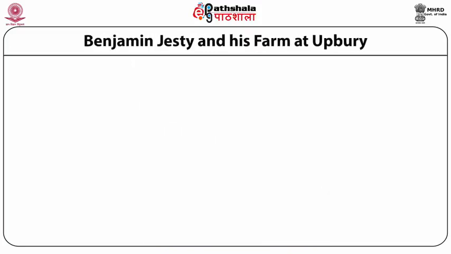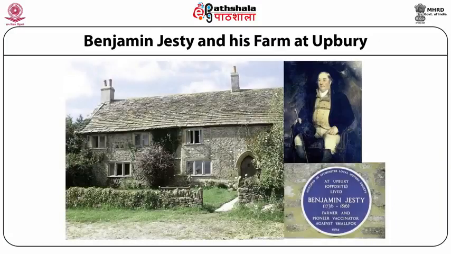In 1774, an English farmer, Benjamin Jesty, used cowpox instead of smallpox to variolate his children. We can see the photo of this English farmer, which is available. One can also see his farm in those days at Upbury. He called this practice variolate or variolation because variola in Latin means smallpox.